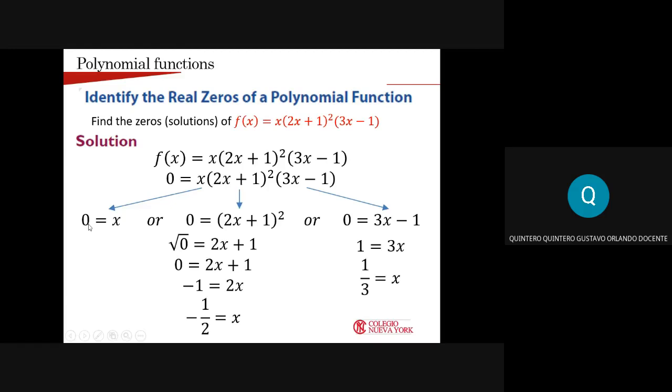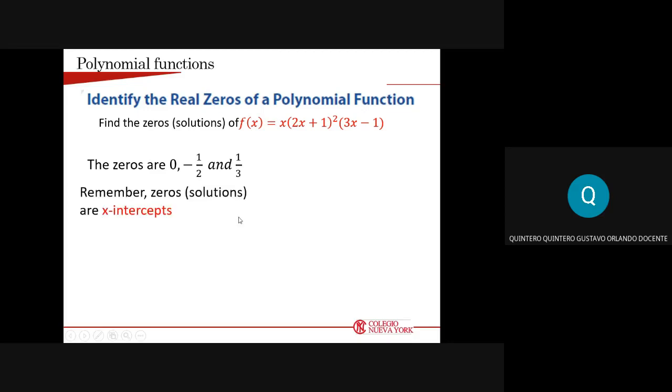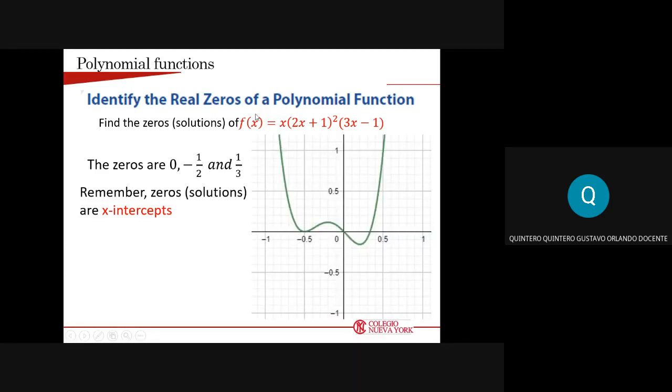All right, take a look at the following. We know now that the zeros are 0, negative 1/2, and 1/3. Remember, zeros are solutions, right? Cool. So if we were to plot this in a Cartesian plane, this is the drawing. Again, I took this graph from GeoGebra. This is the graph of this function over here, the red one.